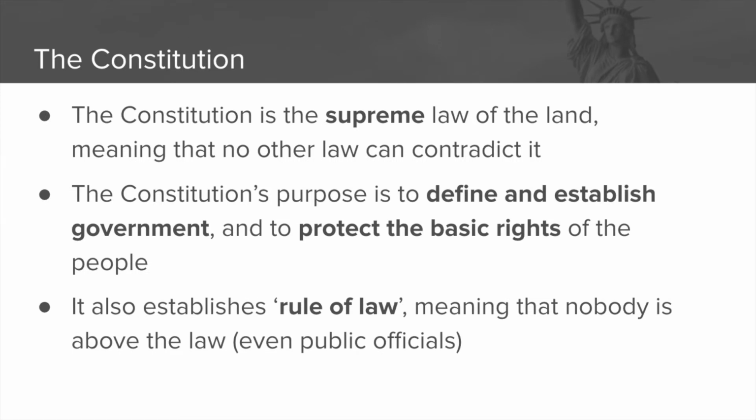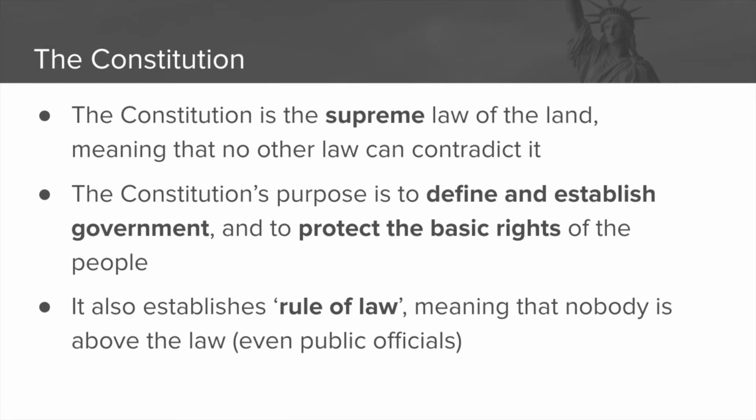So the U.S. Constitution is the supreme law of the land, which means that no other law can contradict it. So the Constitution is supreme, meaning that the Constitution is the highest, most powerful law in this country. So if Congress or any other legislature were to pass a law that contradicts or violates the Constitution, then the courts would what's called strike that law down, basically invalidate the law or void the law, and we would go with what the Constitution says because it is the supreme law of the land.